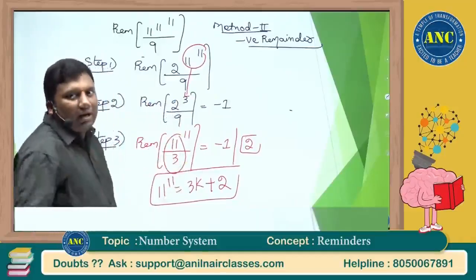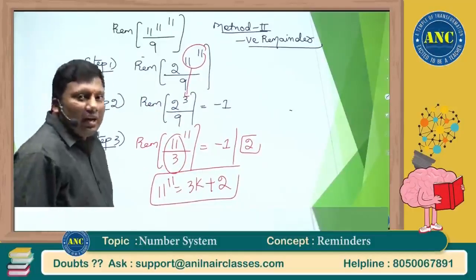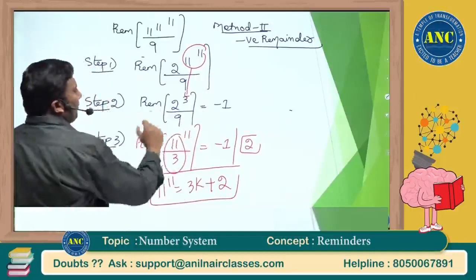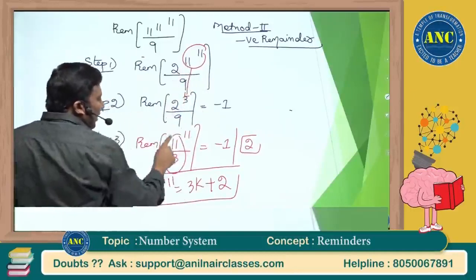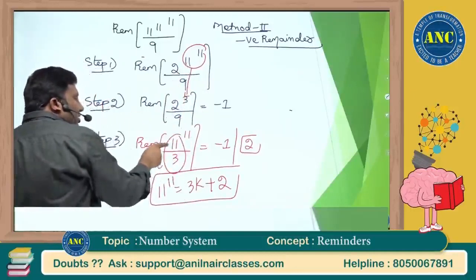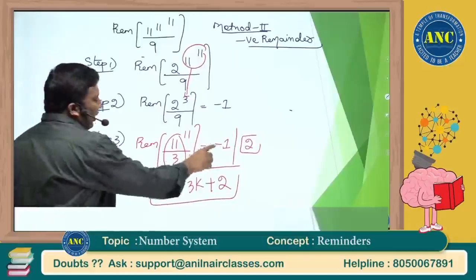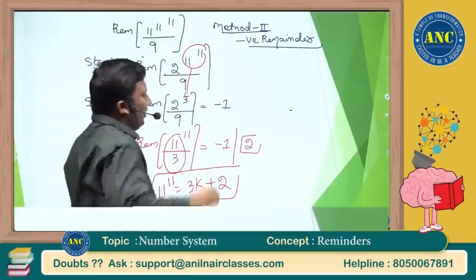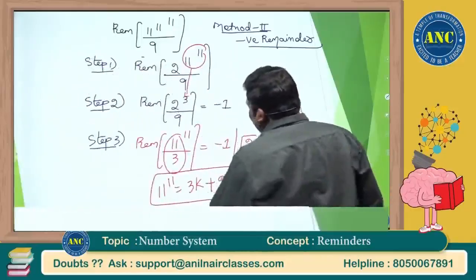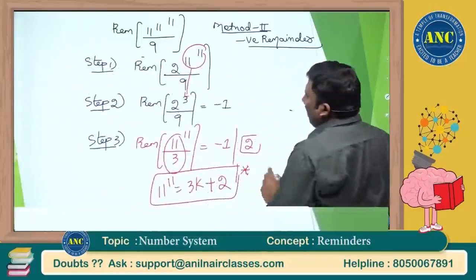8 divided by 9, 9 ones are 9, the negative remainder is minus 1. Now 11 power 11 divided by 3. 3 fours are 12, minus 1. Minus 1 power odd is minus 1, so the positive remainder is 2. So 11 power 11 is nothing but 3K plus 2.